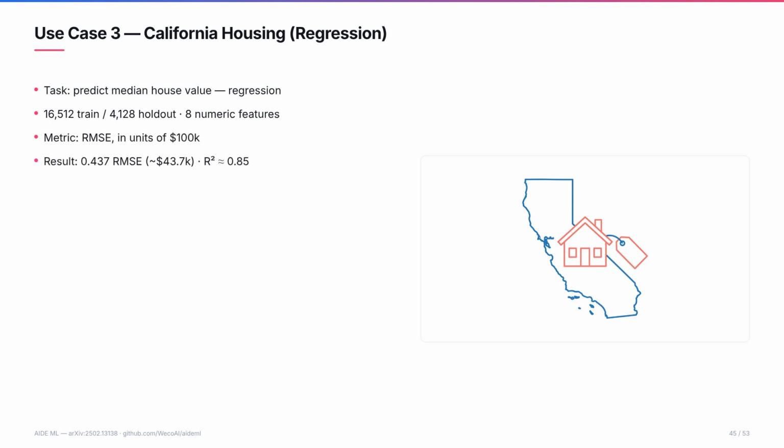Use case 3, California housing. Regression again, predicting the median house value for a census block from 8 numeric features like median income, house age, and location. A note on why this dataset. The classic choice here would be Boston housing, but scikit-learn removed it in version 1.2 because it contains a feature engineered on racial demographics. California housing is the same shape of problem, without that baggage. AIDE reached an RMSE of 0.437, about $43,000, with an R-squared around 0.85.